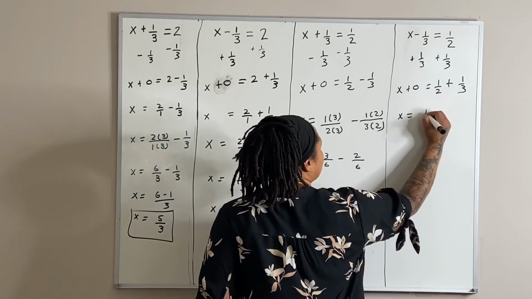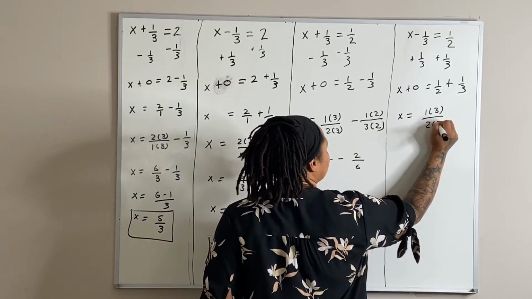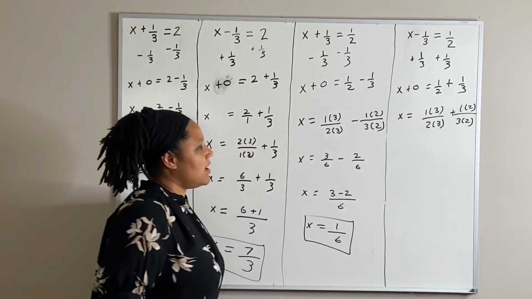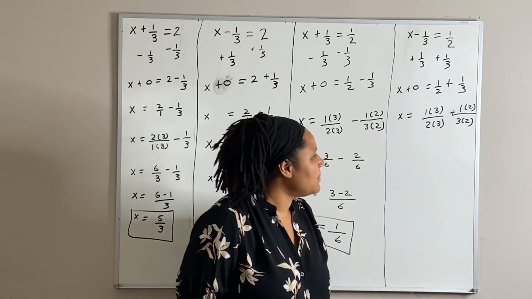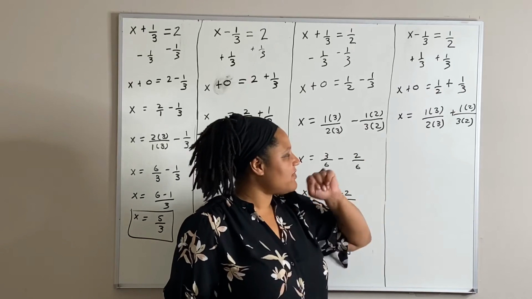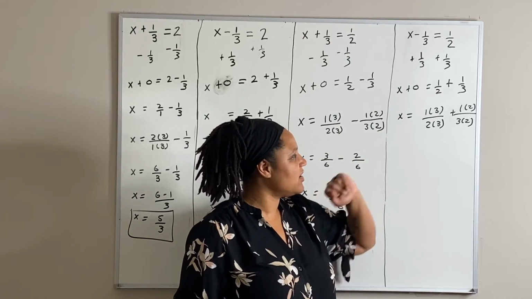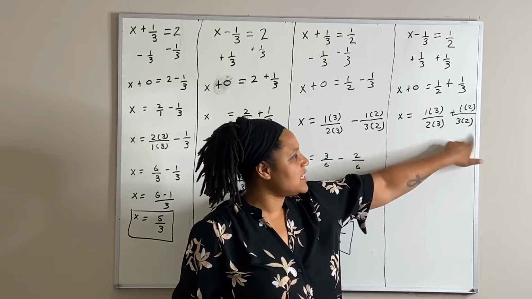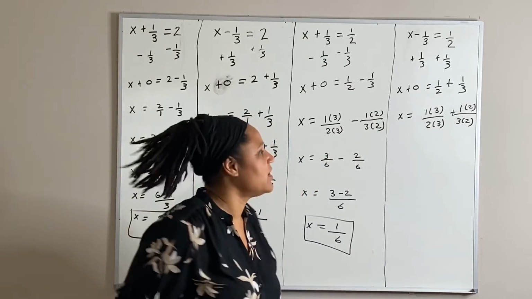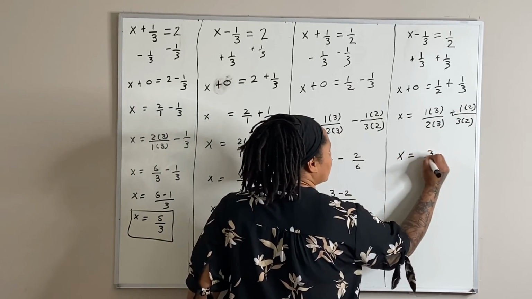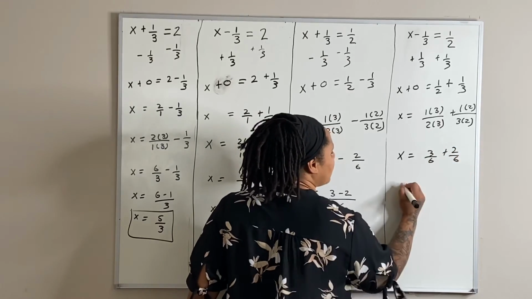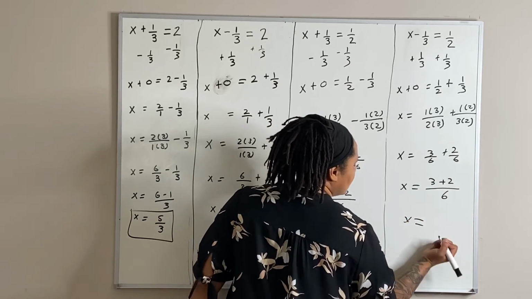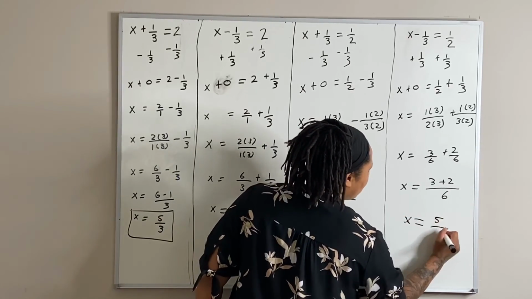So we have x is equal to 1 times 3 all over 2 times 3 plus 1 times 2 all over 3 times 2. Again, because we have to multiply the top and the bottom of this first fraction by a 3 to give us a denominator of 6 here, and we need to multiply the top and the bottom by a 2 over here so that we can get a common denominator of 6 for our fraction of 1/3. Okay, so now we have x is equal to 3 over 6 plus 2 over 6. Now we're combining the numerators, which is 3 plus 2 all over 6. And that means we have x is equal to 5 over 6.